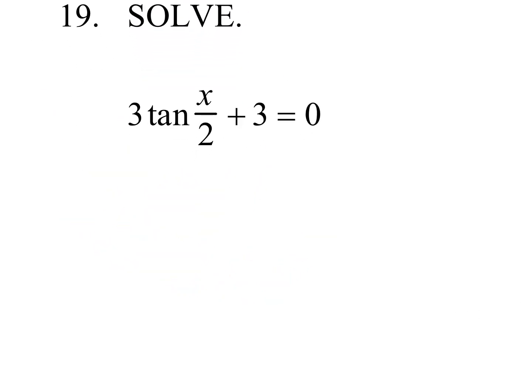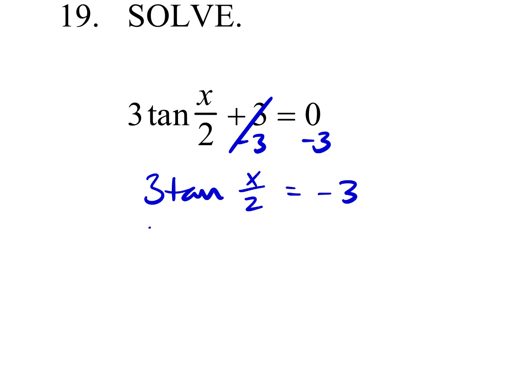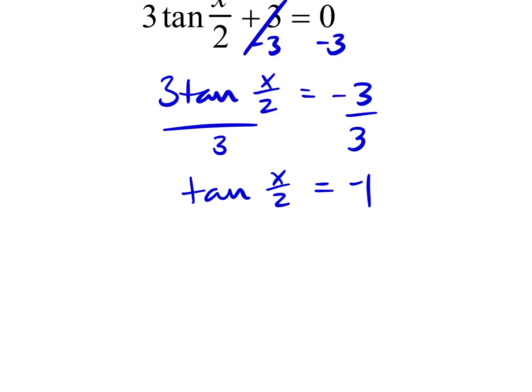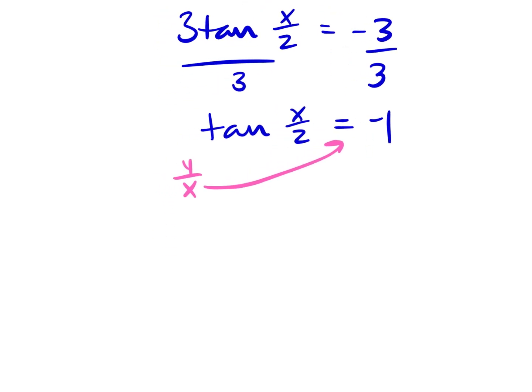All right, so looking at 19, what should I do first? Subtract the 3. Then divide by 3. What would I do next? I want to find where y over x on my unit circle is negative 1. So that would be at 3 pi over 4 and 7 pi over 4.